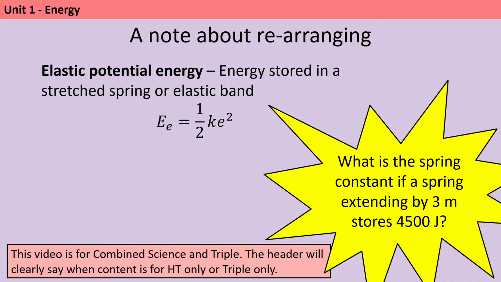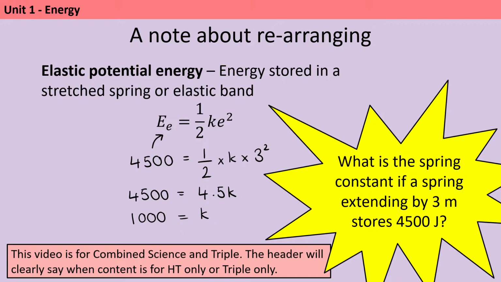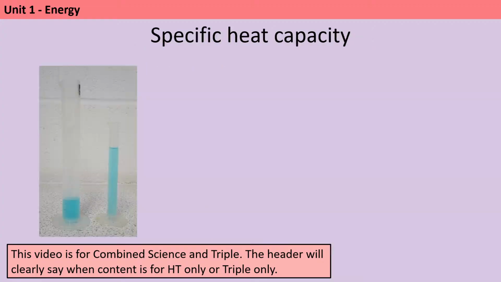This question asks me to calculate spring constant. So you could take that equation, double everything to get rid of the half, and then divide both sides by the extension squared, but also you can just substitute in the numbers and work it out as you go along. So here we could say that the energy is 4,500 joules, and then we're doing half times k times 3 squared. So that tells me that 4,500 is equal to 4.5k, and then if I divide both sides by 4.5, I can figure out what k is without ever needing to rearrange my equation.